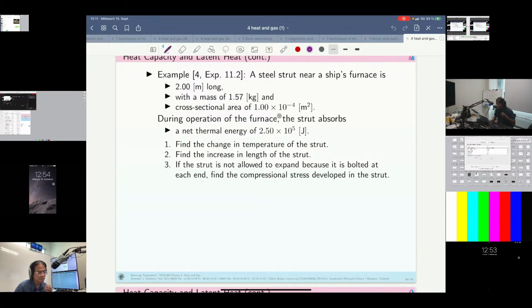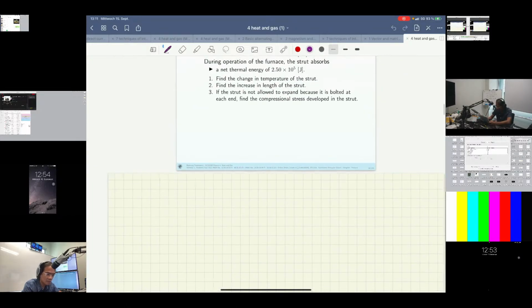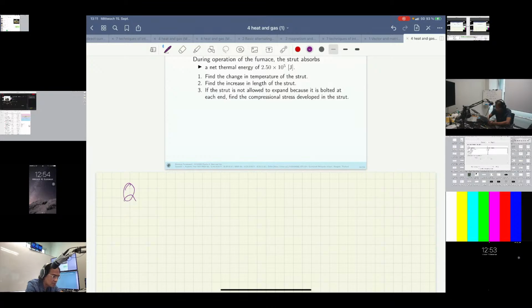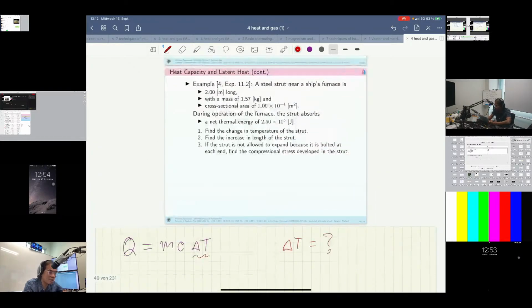the cross-sectional area is given here. What we can do is only the first problem: first try to find the temperature change. We go ahead by using Q = mcΔT, and the quantity we would like to know is ΔT. What is the value of the temperature change?